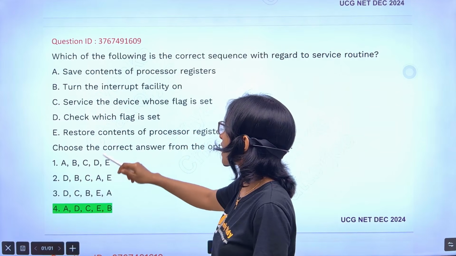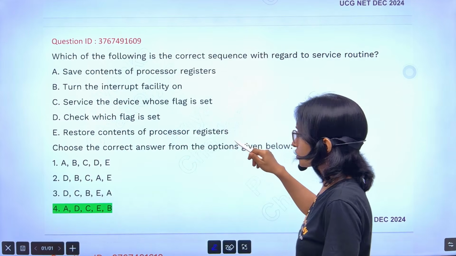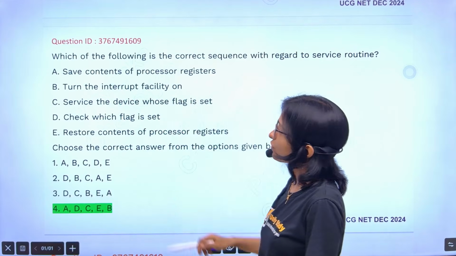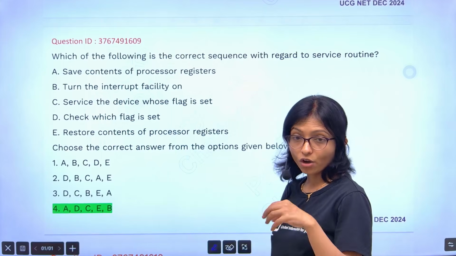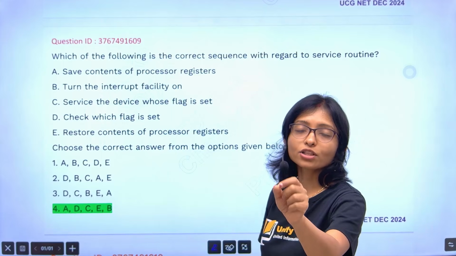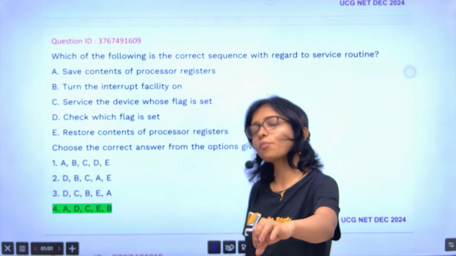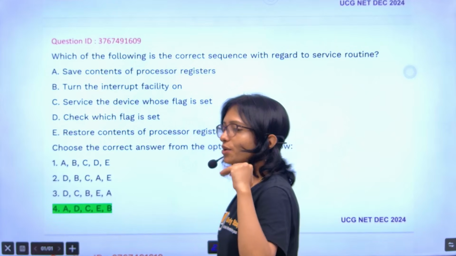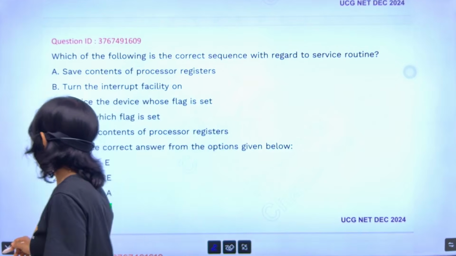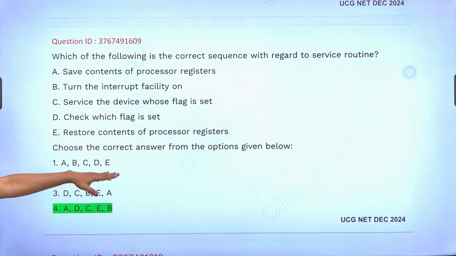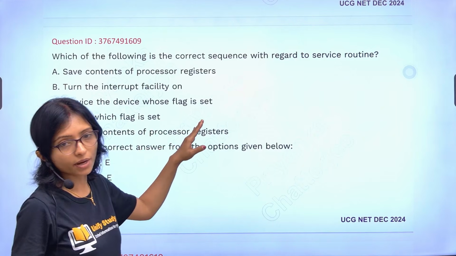Next is to restore the content of the processor register. And finally, turn the interrupt facility on. If I turn on the interrupt facility, then only interrupt is possible. If I turn it off, then you cannot interrupt, so I have to enable it. So this is your sequence. This is also a very popular question, a popular sequence. Must remember that.